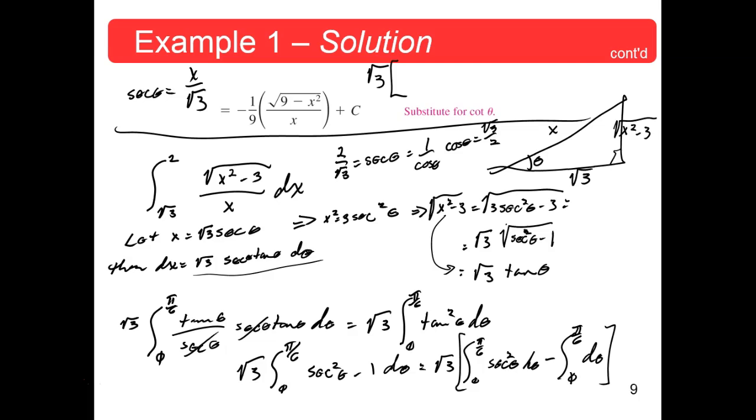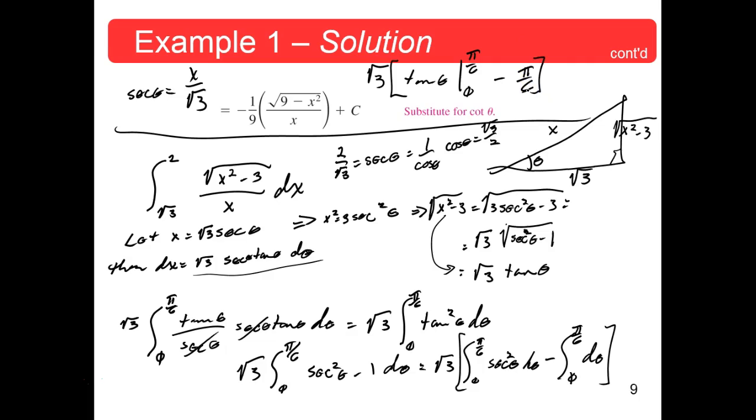Tangent theta. Oh, we've got these down, don't we? Tangent theta evaluated from 0 to pi over 6. Okay, we'll come back to that later. Minus, oh, that's a hard one. What's that? Theta evaluated from 0 to pi over 6. That's going to be pi over 6. Minus, okay. All that is multiplied by that.